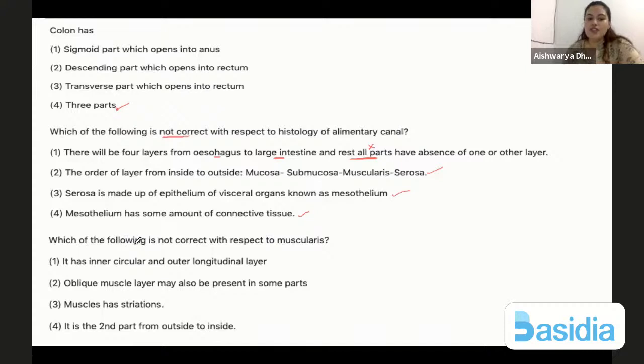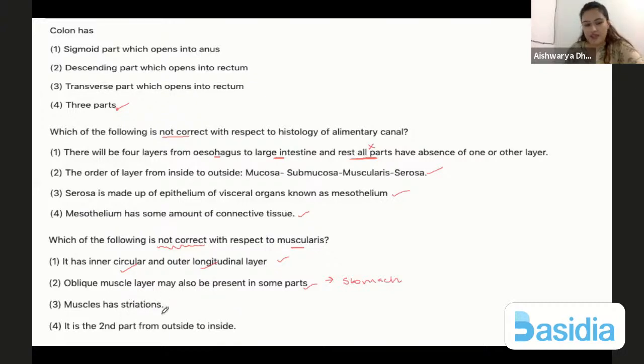Next question. Which of the following is not correct with respect to muscularis? So we're talking about muscularis here, which is the muscular layer. It has inner circular and outer longitudinal layer. Oblique muscle layers may also be present in some parts. Muscles has striations, and it is the second part from outside to inside. So it does have inner circular and longitudinal layer. So this is correct. We are looking for not correct. Oblique muscle layer may also be present. Correct. Oblique layer is present in the stomach.